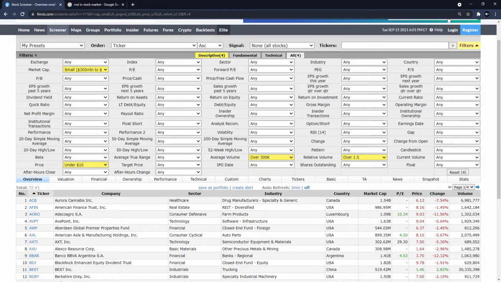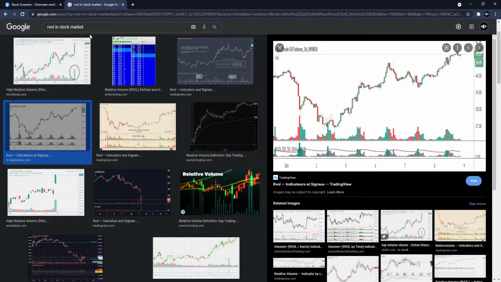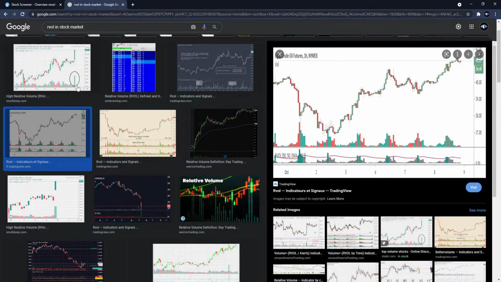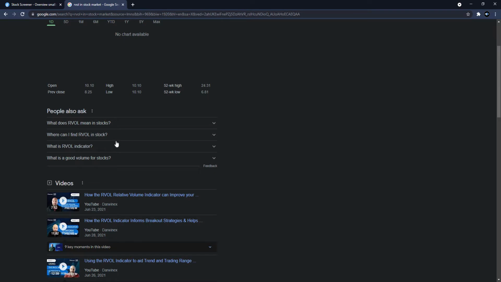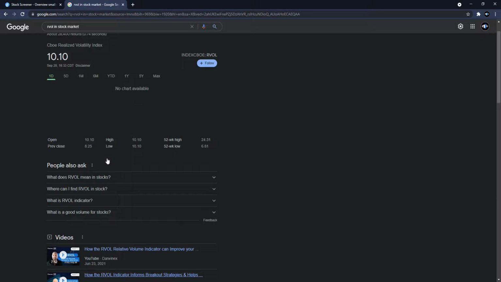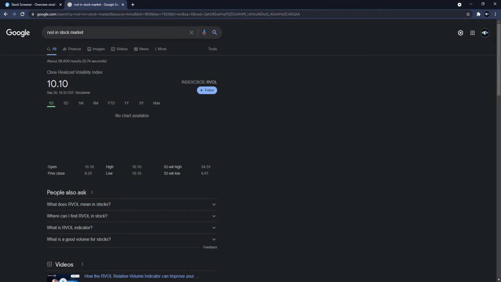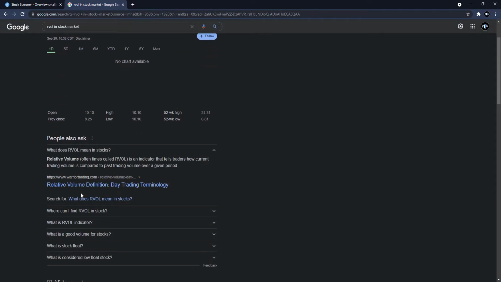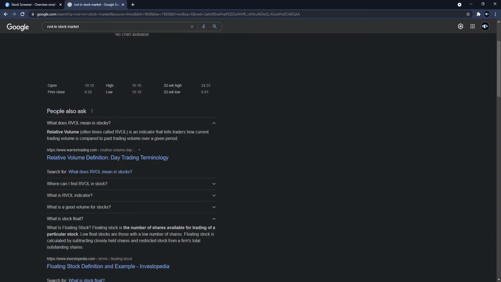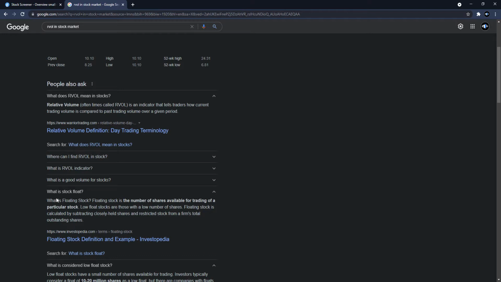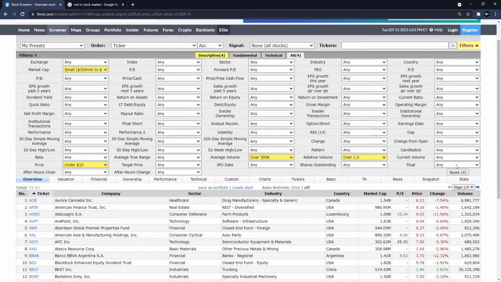The last thing that we're going to be filling in is the float. What does the float mean? I think I did manage to find this question right here. What is a stock's float? Let's see. Yeah, we actually found the question. Floating stock is the number of shares available for trading of a particular stock.